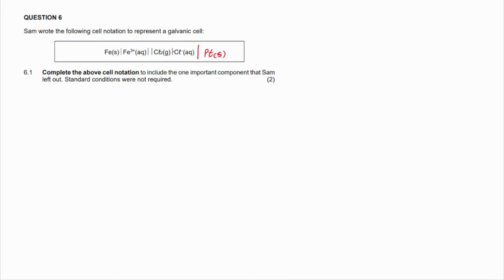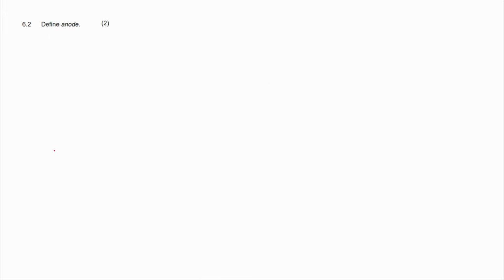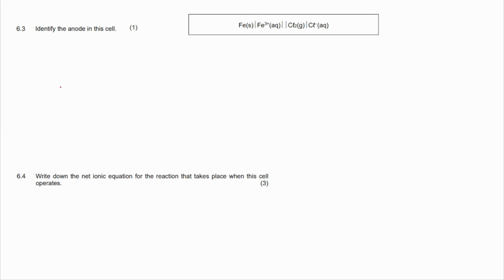Because we have a gaseous electrode, we can't use that, so we have to use an inert electrode in its place. That's just from theory. We have to define anode. Well, the O kind of gives it away: it is the electrode where oxidation takes place. Quite an easy definition. And then identify the anode in the cell.